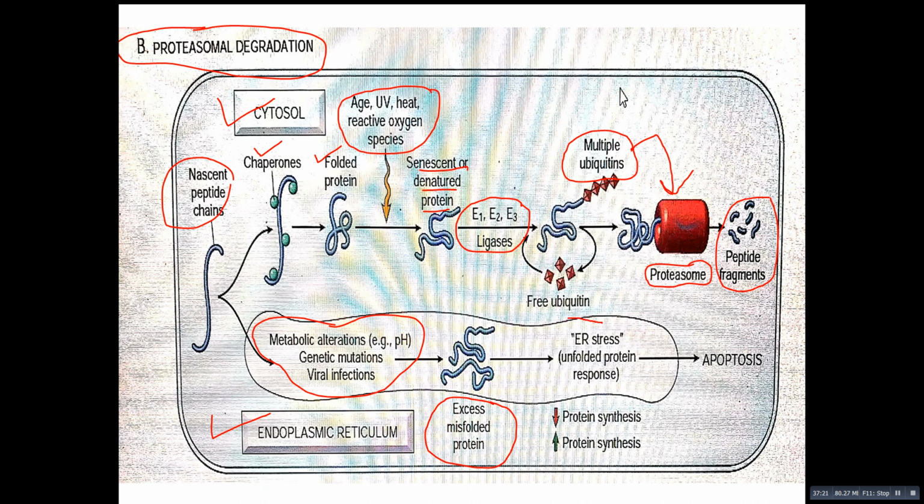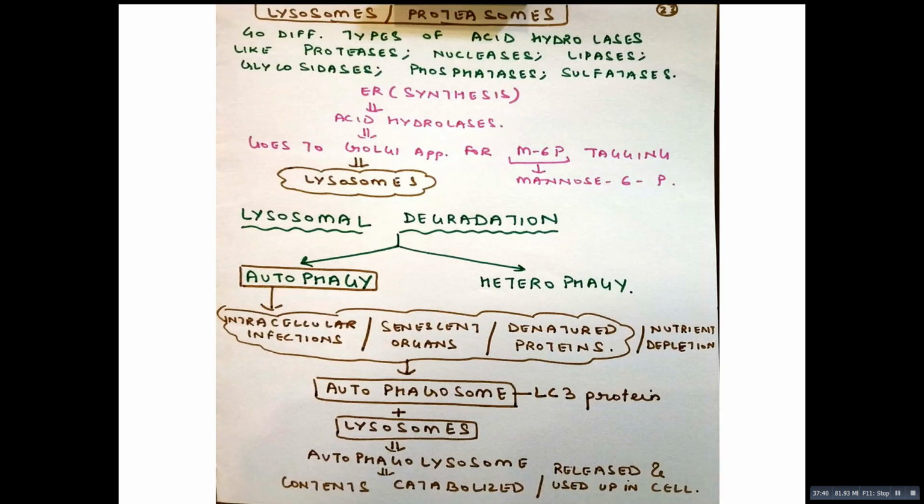The lysosomes again have 40 different kinds of acid hydrolases. What are the examples? They are proteases, nucleases, lipases, glycosidases, phosphatases, sulfatases. Now we have seen that these acid hydrolases are synthesized in the endoplasmic reticulum, and again anything which is formed in the endoplasmic reticulum will go where? Into the Golgi apparatus. They will first go to the cis Golgi apparatus, then the trans Golgi apparatus, finally they go to lysosomes. In the Golgi apparatus, they are tagged with mannose-6-phosphate.